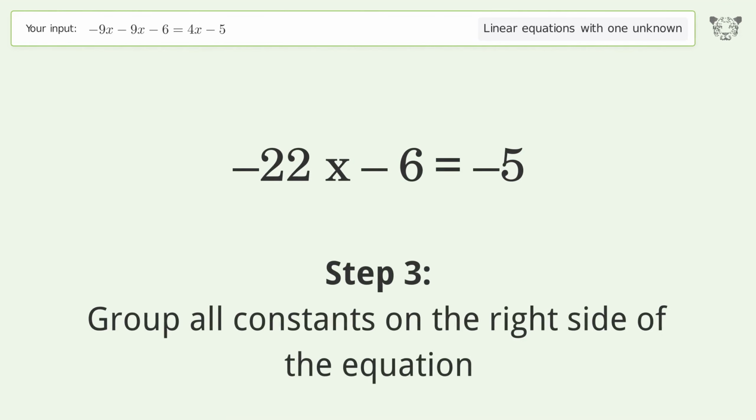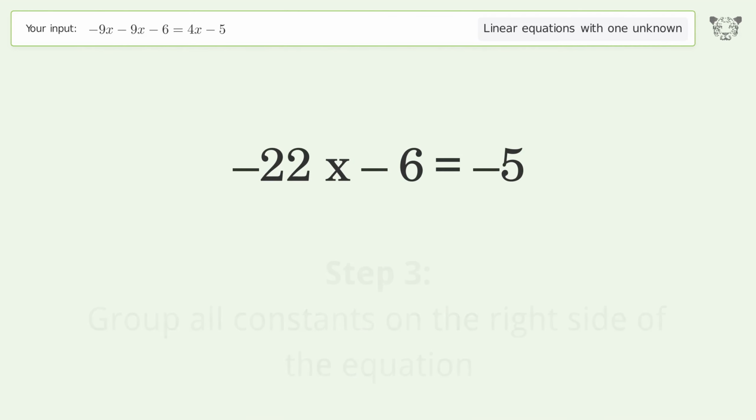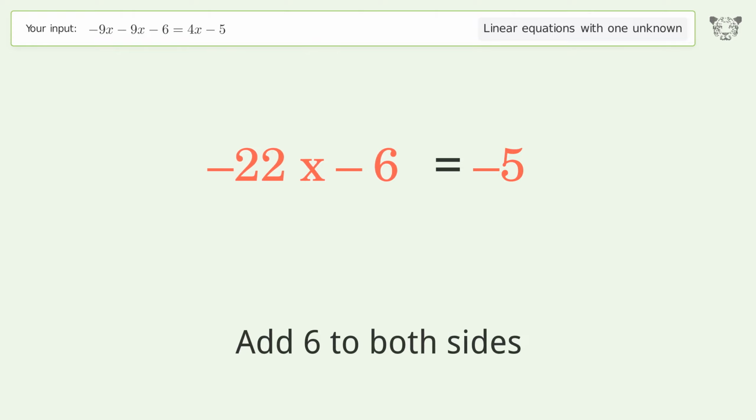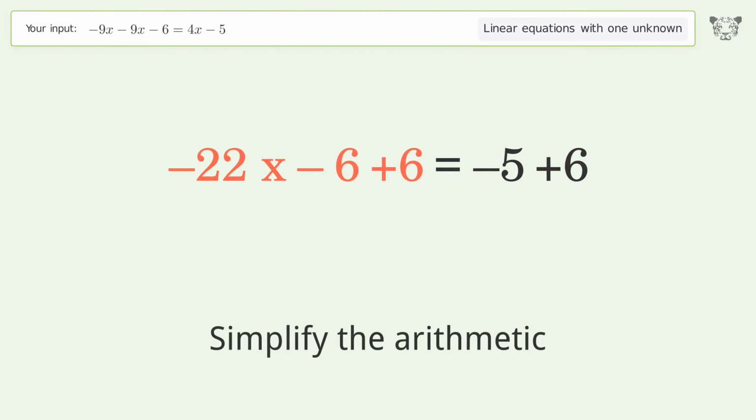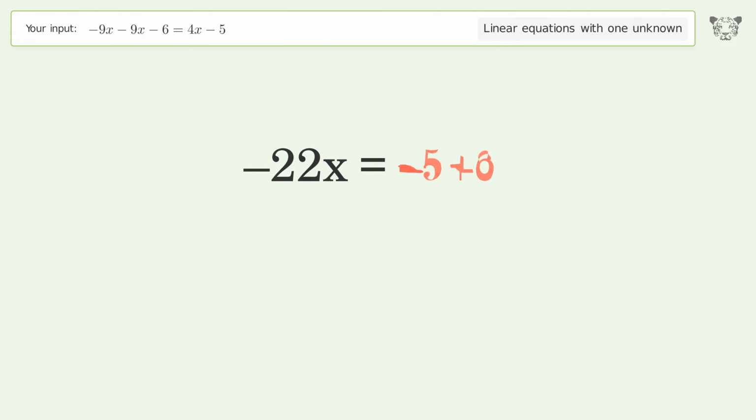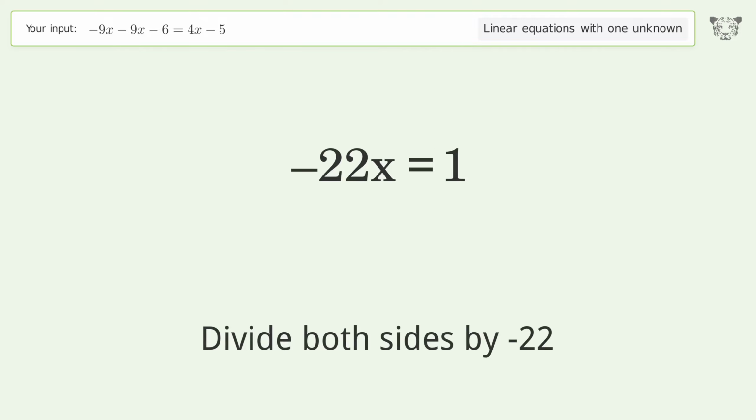Group all constants on the right side of the equation. Add 6 to both sides. Simplify the arithmetic. Isolate the x. Divide both sides by -22.